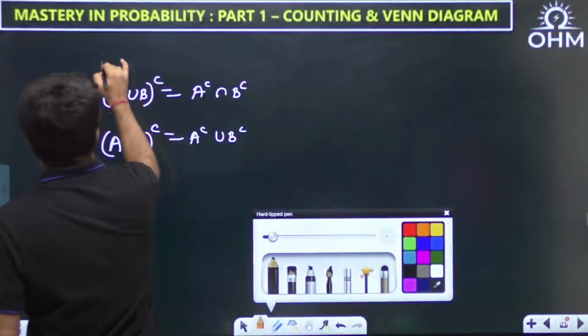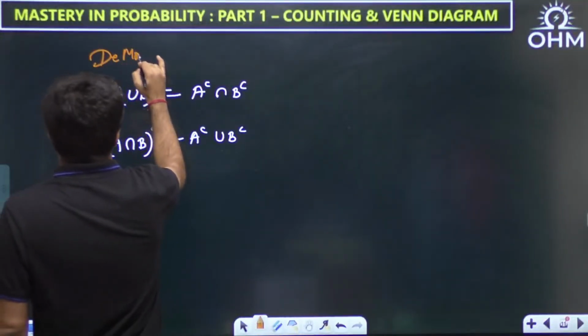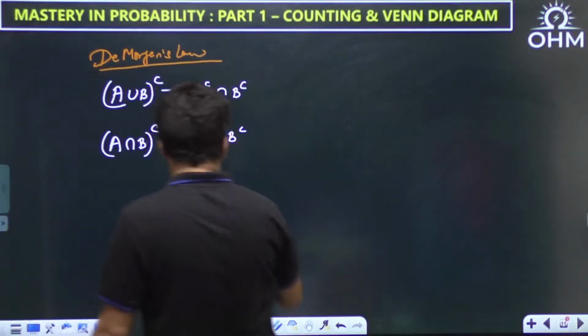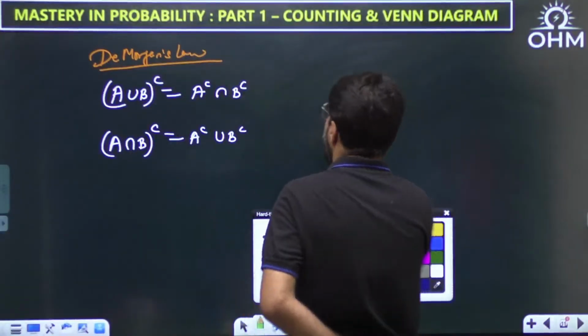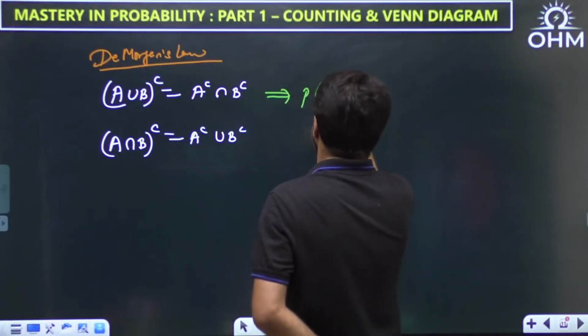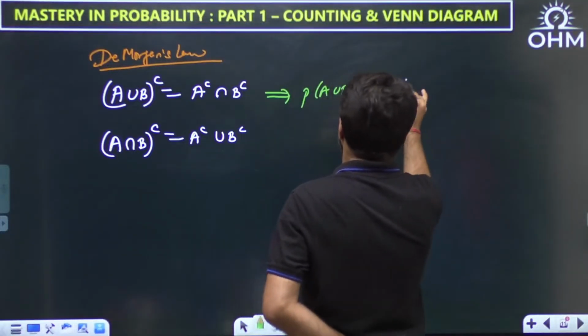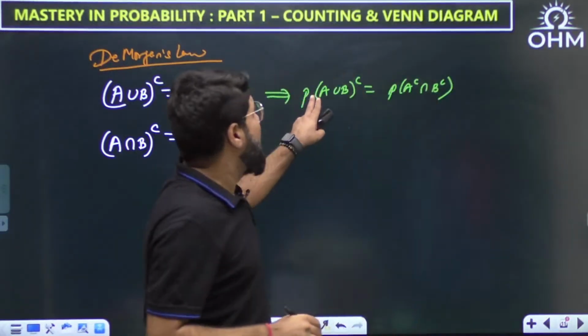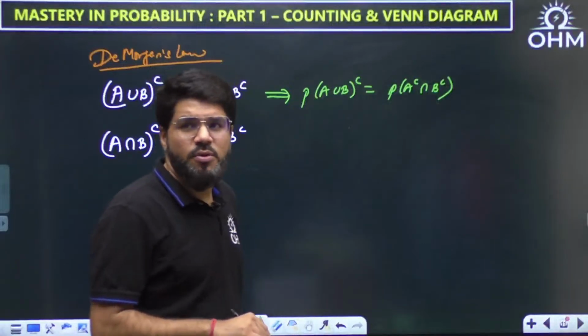I am writing this from the probability point of view. These are known as De Morgan's law in set theory. A union B whole complement is A complement intersection B complement, so when I want to write down the probability of A union B whole complement, it should be equal to the probability of A complement intersection B complement. Now, what is the probability of A union B whole complement?